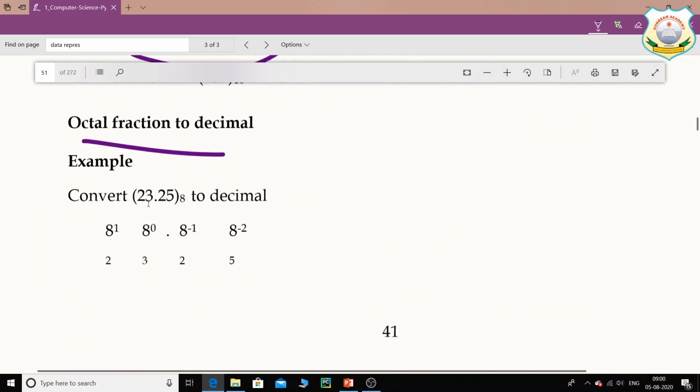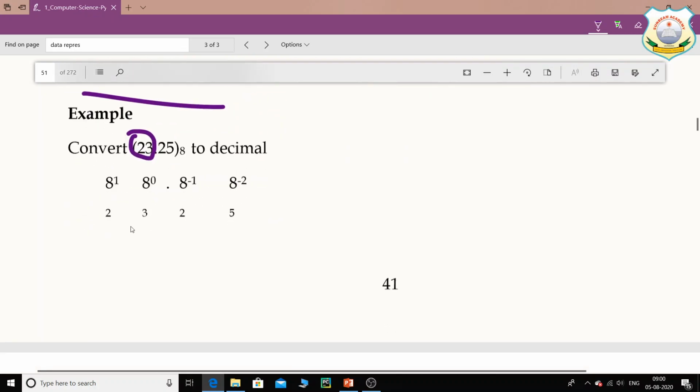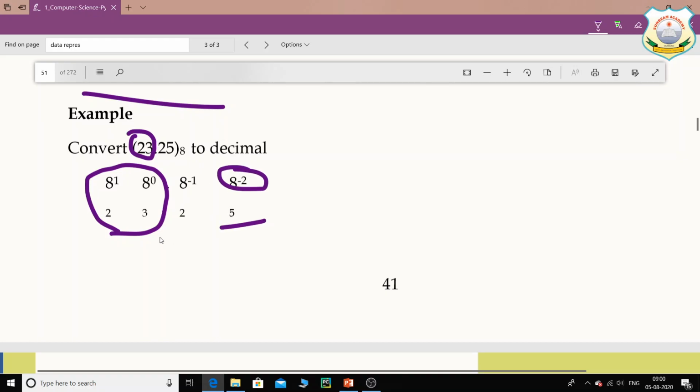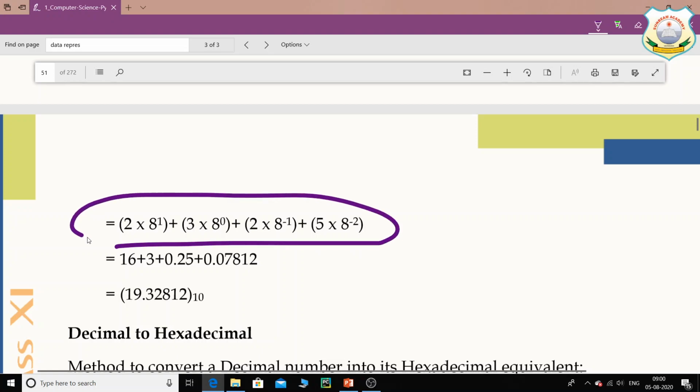Octal fractional is 23.25. So for 23, the same procedure we are going to do as what they have shown over here. See, they have said the same procedure, 23, and for 25, that is 2 into 8 raised to minus 1 and 5 into 8 raised to minus 2. Same procedure we are going to apply, right? And see the calculations they have shown. The book is there with you, children. Please practice it.